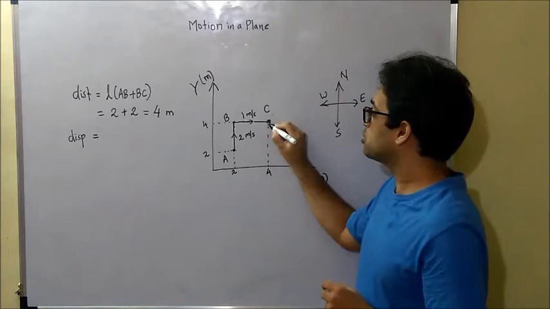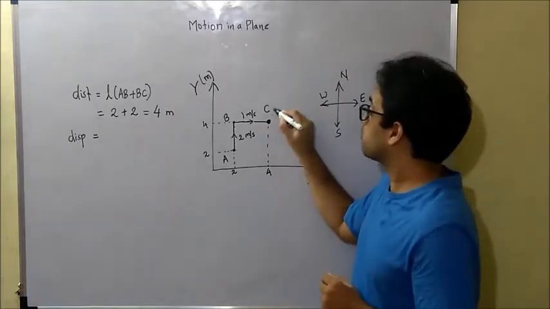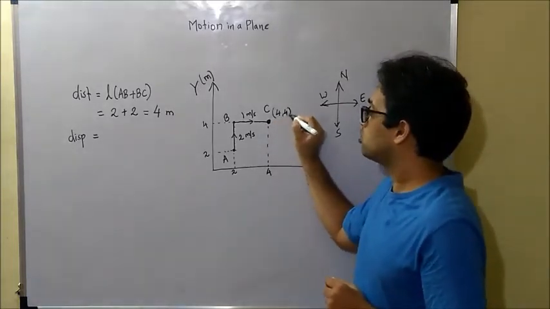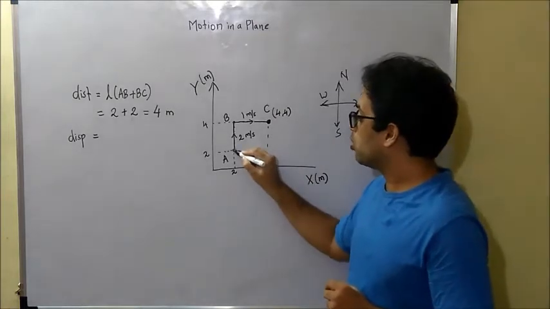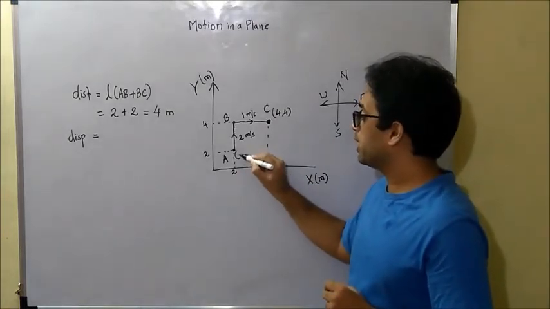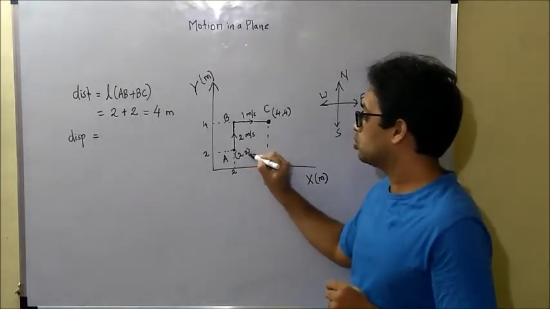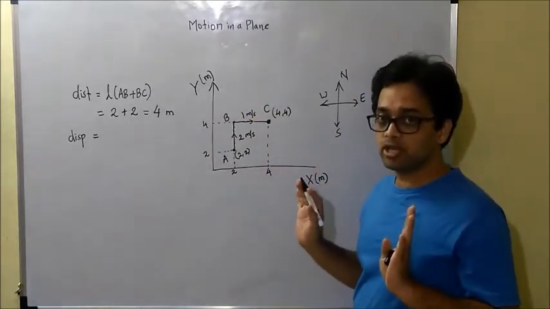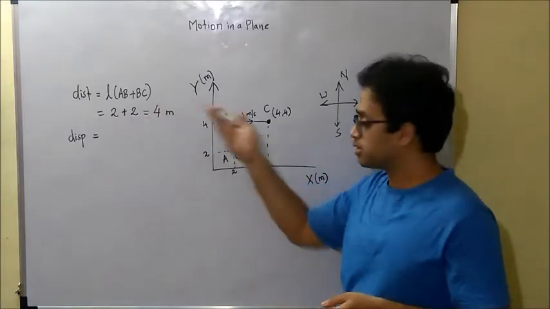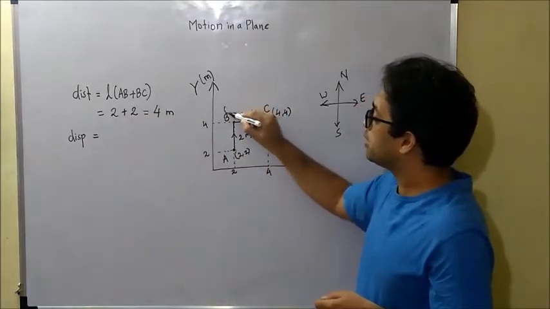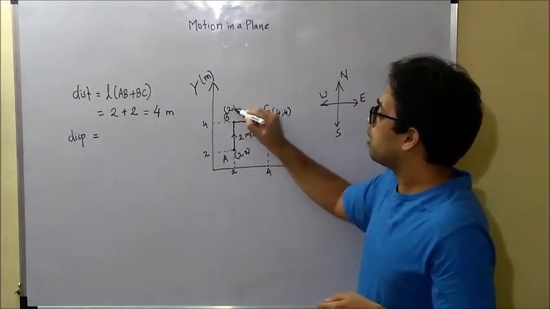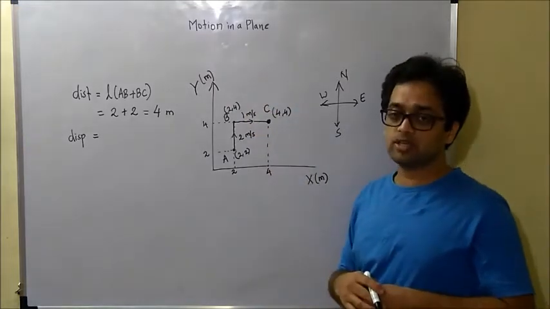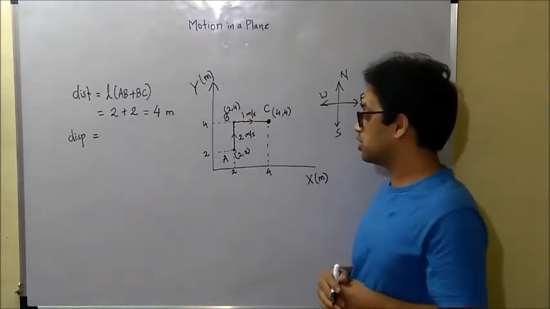So what is your final position? It is here, which is point C, 4 comma 4. What is your initial position? It is point A, which is 2 comma 2. What is the intermediate position? Though we are not bothered about intermediate position while we are defining displacement, but let me just write it. It is 2 comma 4 is the intermediate location that we covered on the way in our journey.